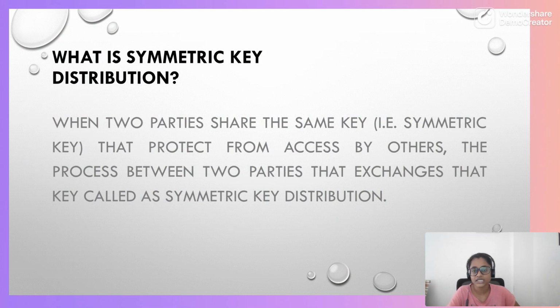When two parties share the same key, that is a symmetric key, that protects from access by others, the process between two parties that exchanges that key is called symmetric key distribution. It is basically exchanging a key or a message between two parties secretively, so that no third person gets to know about the message. So that is called symmetric key distribution.